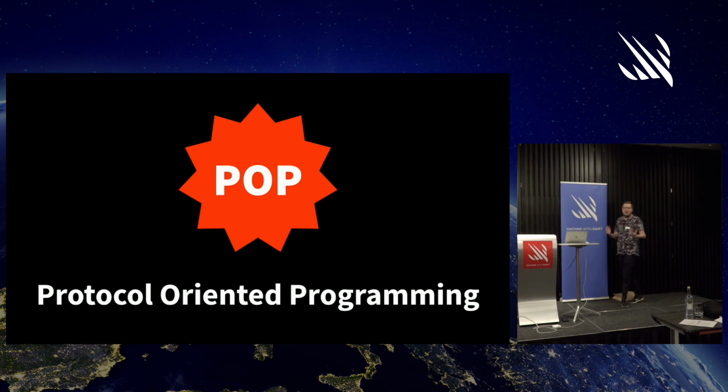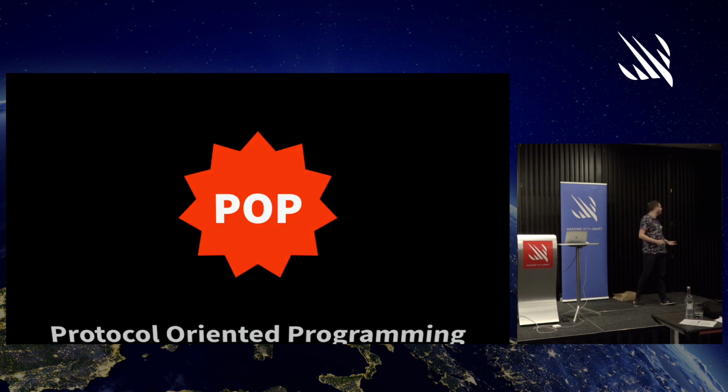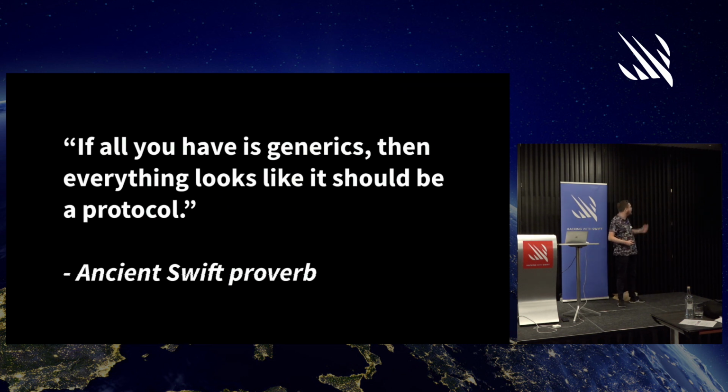Well, you know this common expression, which is that if all you have is a hammer, everything looks like a nail. Well, I think the Swift developer equivalent of that is if all you have is generics, then everything looks like it should be a protocol. That's an ancient Swift proverb, very, very old, found in the ancient scriptures.